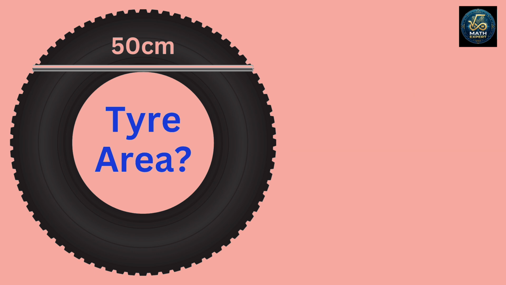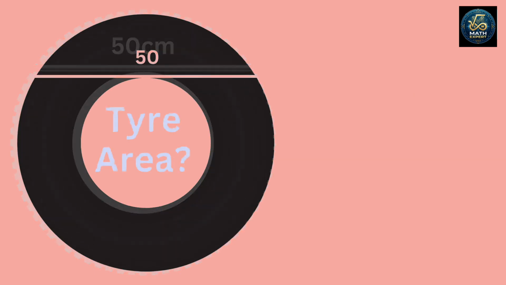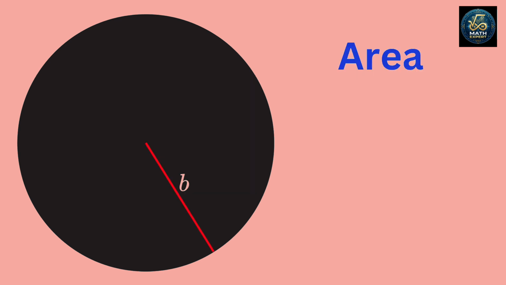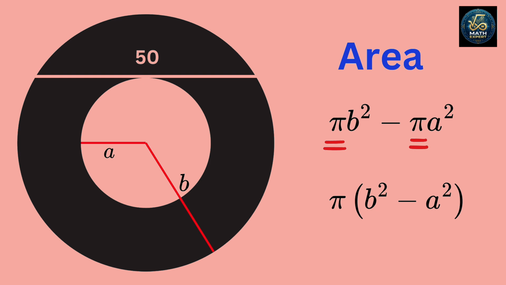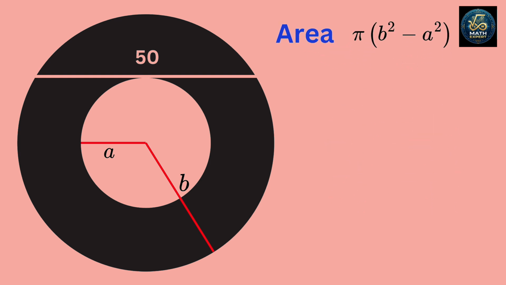Before we start, let us convert this tire and this rod into geometrical shapes like circle and line. Now, label the radius of the inner circle as A, and that of the outer circle as B. So, the area of this donut, or the shaded region, will be the area of the outer circle, or pi times b square, minus the area of the inner circle, or pi times a square. Take pi as common, and this will become pi times (b square minus a square). Great. Now, what can be the next step?